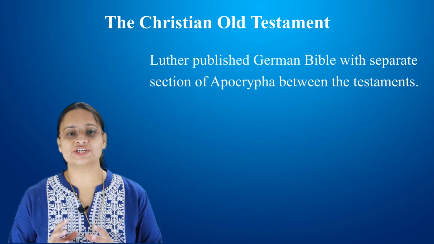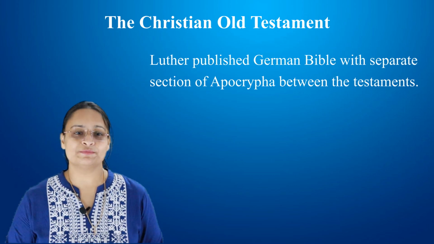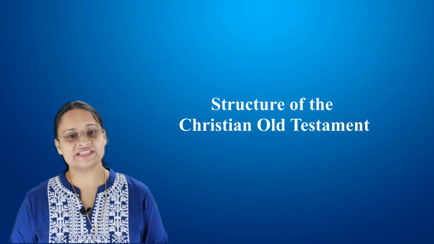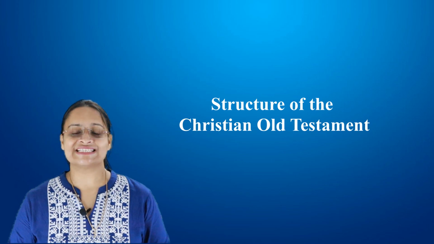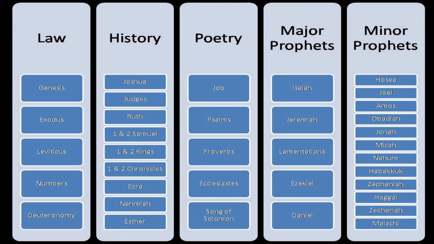Luther published the German Bible with a separate section of Apocrypha between the Testaments. Calvin completely rejected them. Let us take a look at the present structure of the Old Testament. The present structure also has five basic sections. First, the law, which consists of Genesis, Exodus, Leviticus, Numbers, and Deuteronomy. The second section is history, which consists of Joshua, Judges, Ruth, 1st and 2nd Samuel, 1st and 2nd Kings, 1st and 2nd Chronicles, Ezra, Nehemiah, Esther.